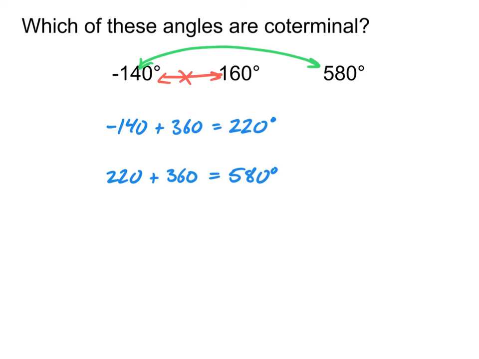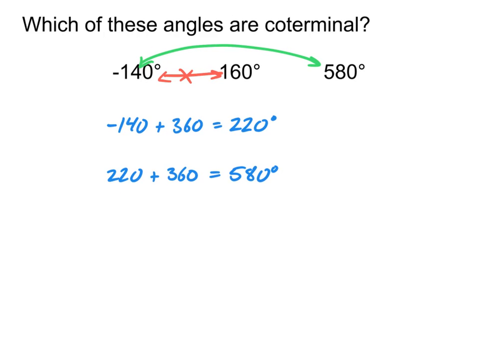Now, alternatively, I could have tried checking the 160. If I had done 160 plus 360 and plus 360, I would not have gotten to 580. So that's how we would know that that one does not work.